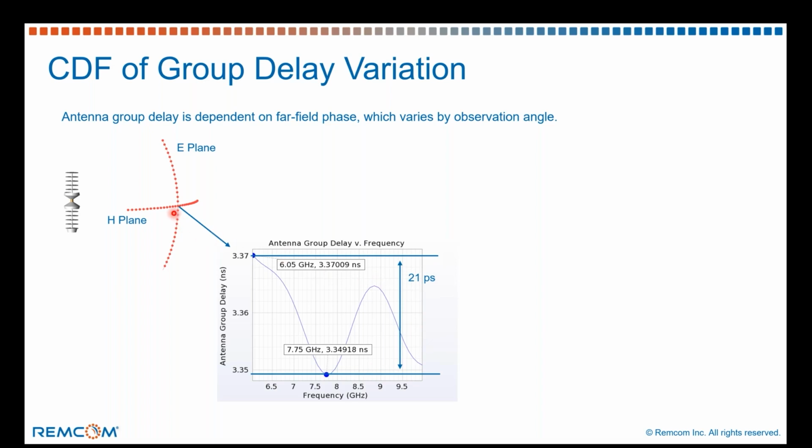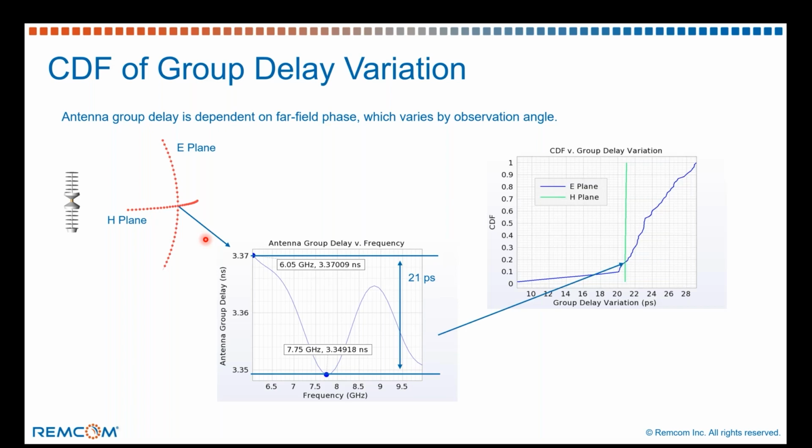We can go through the same process and get a single data point for all of these observation angles in the H plane as well as the E plane. We could plot those directly if we wanted, or instead we created a CDF of this, so a cumulative distribution function, just showing more of a statistical perspective of how the group delay varies over the 2 planes.